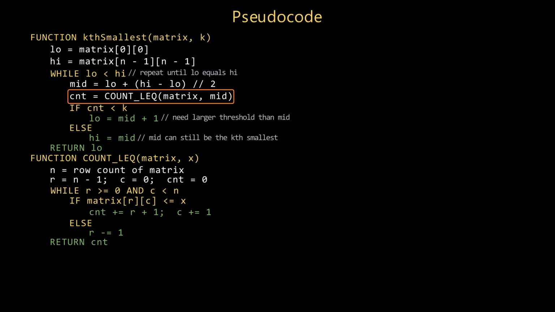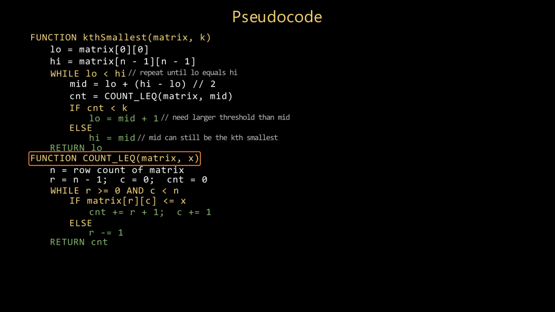Count entries less than or equal to mid with the staircase helper. If that count is smaller than k, the kth smallest must be larger than mid. So raise low to mid plus 1. Otherwise we already have at least k entries at or below mid. Shrink high down to mid because the answer could still be mid or smaller. When the two bounds meet, return that value.